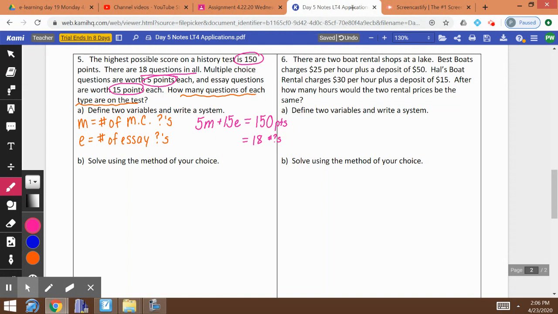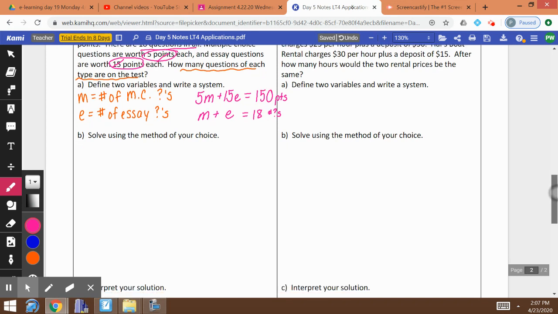Now, once you use those numbers once, you are not going to use those numbers again. So when I see 18 questions in all, there's no other numbers to use. But think about what you defined your variables as. M is the number of multiple choice. E is the number of essay questions. So 18 is the number of total questions. That means that the number of multiple choice plus the number of essay is equal to 18.